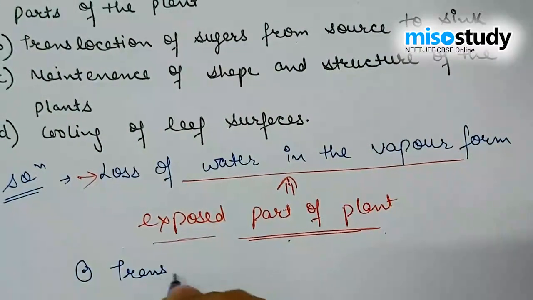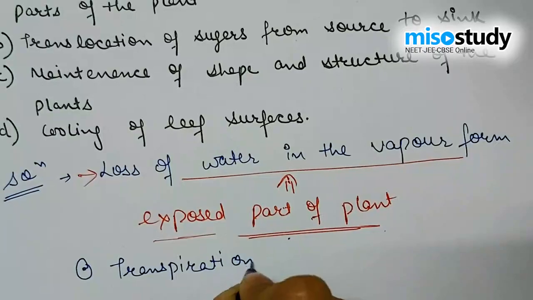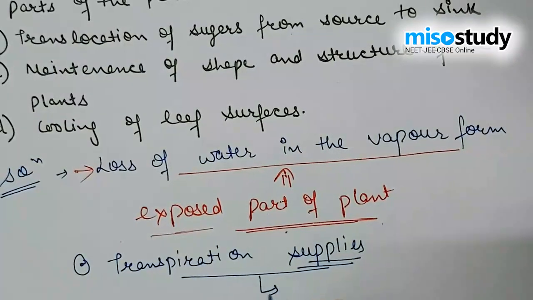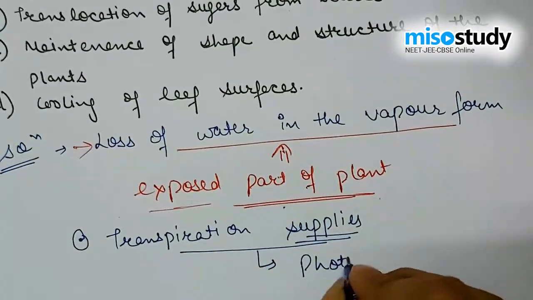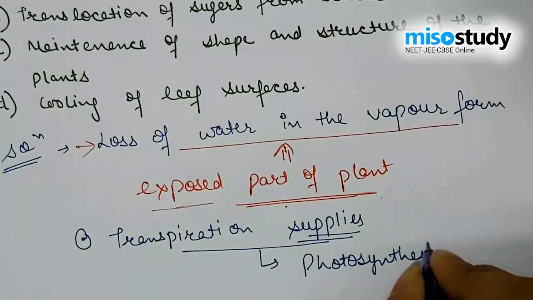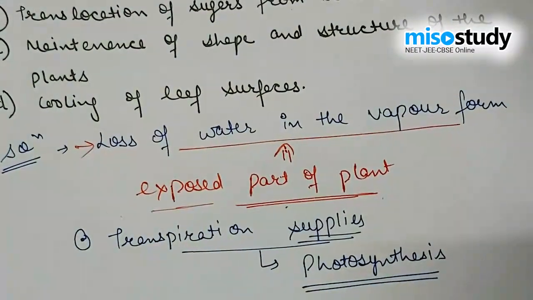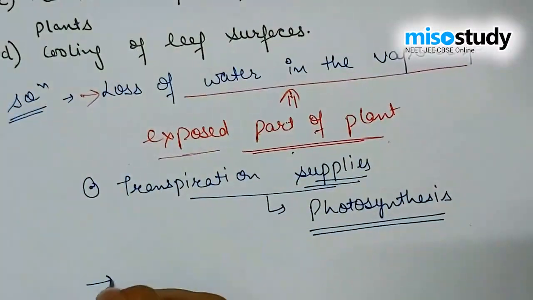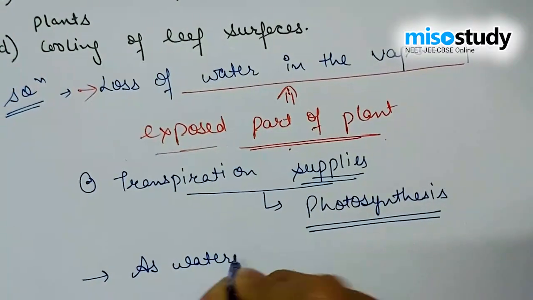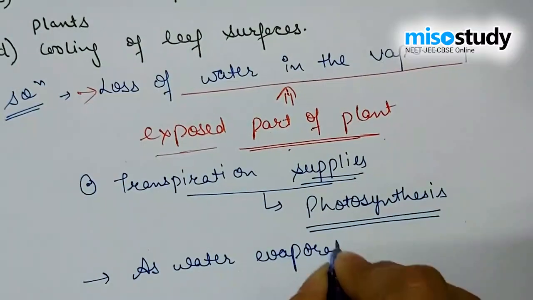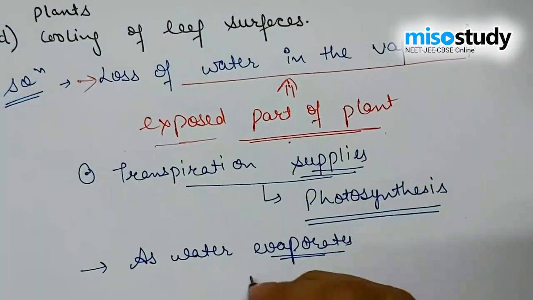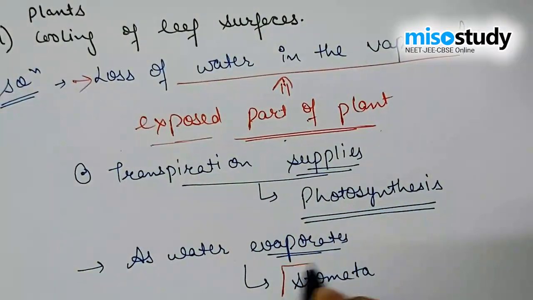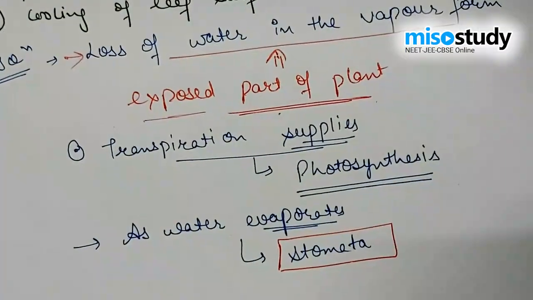Transpiration supplies water for photosynthesis, so that's why it is a very important process. We all know that plants form their food by themselves by the process of photosynthesis, as water evaporates through the stomata. Stomata are the minute pores present on the epidermal surface of the leaf.